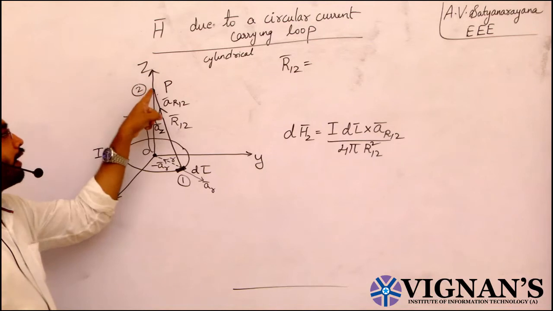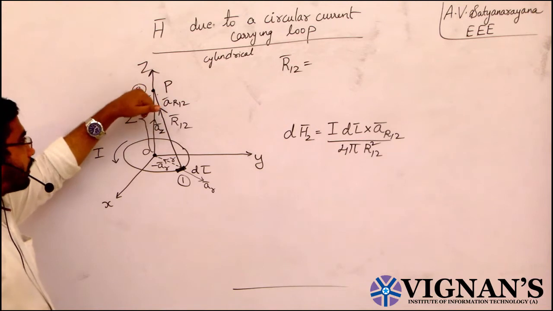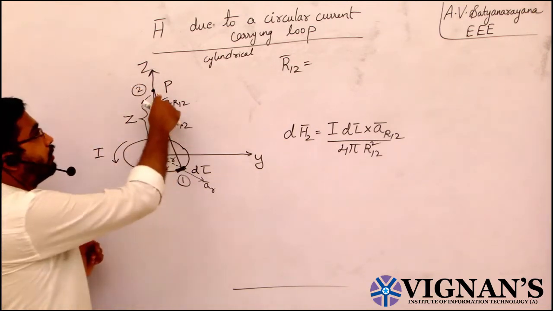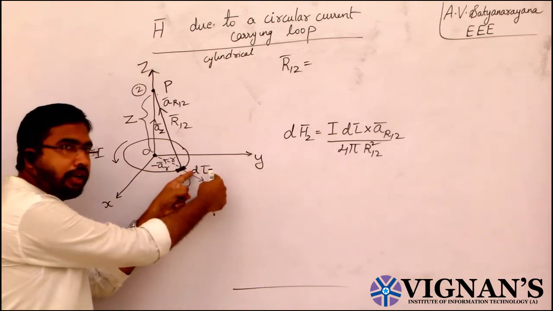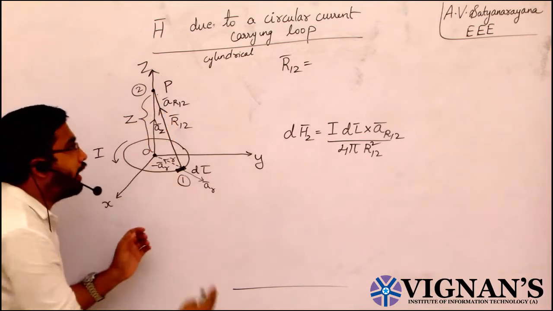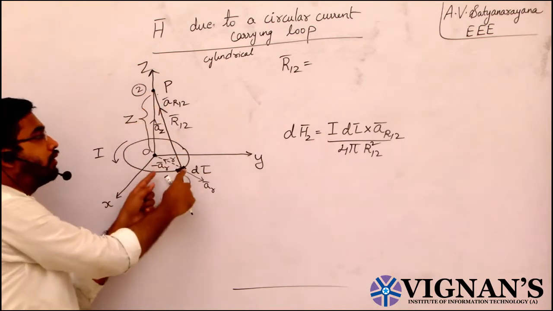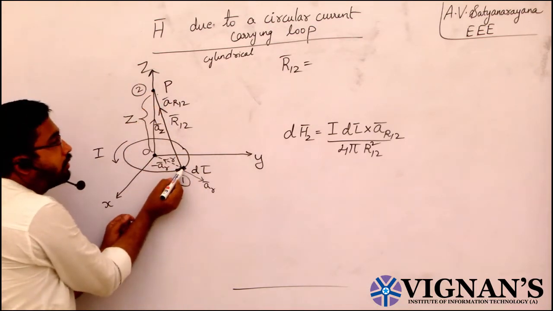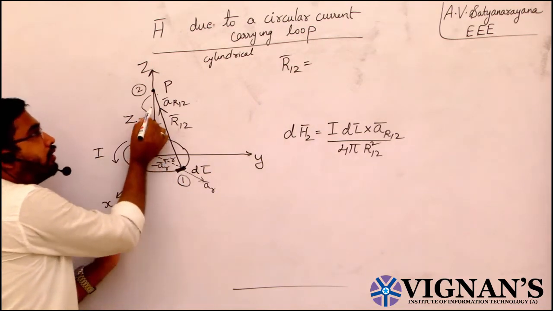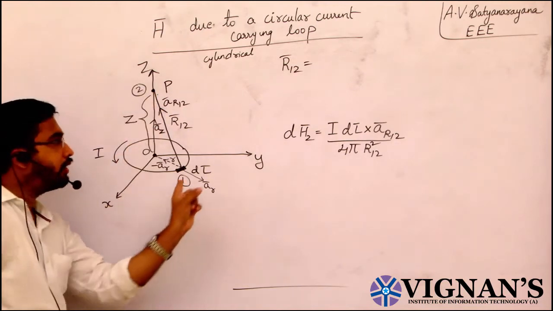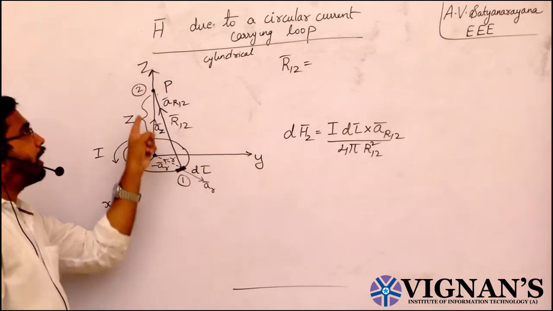How can you go from point P to dl? Actually, you should go from the differential length dl to the point P. Like this you should go from the differential length dl to the point P. That means while going, how can you go? You can go from dl bar to the origin, and from the origin to this point P on the z axis. Like that we can go from dl bar to point P.